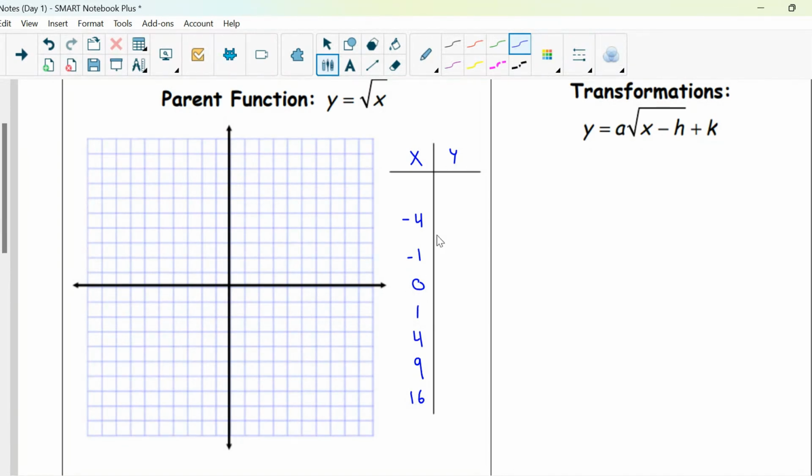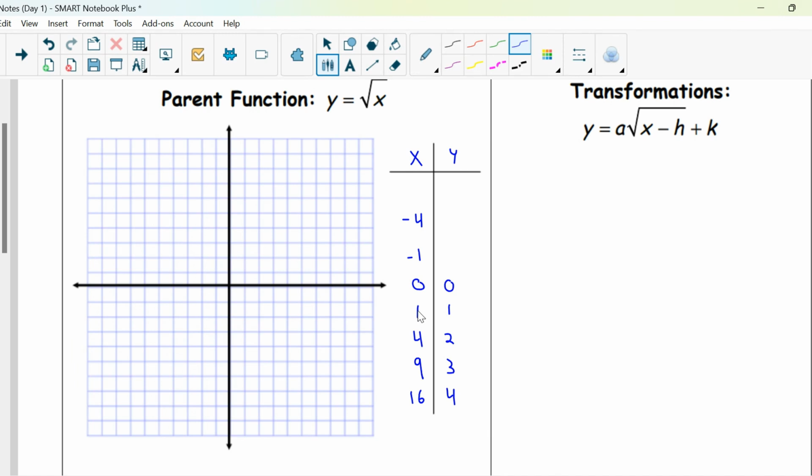Okay, so let's start with 0. If I substitute 0 in for x, the square root of 0 is just 0. And I'm actually going to do the positive direction first. The square root of 1 is 1. Square root of 4 is 2. Square root of 9 is 3. The square root of 16 is 4. And then my negative direction.